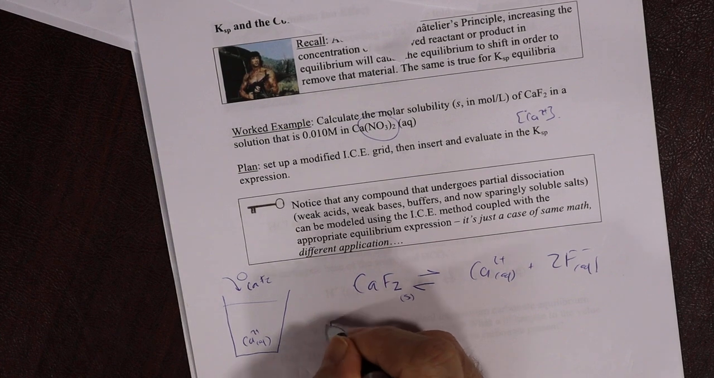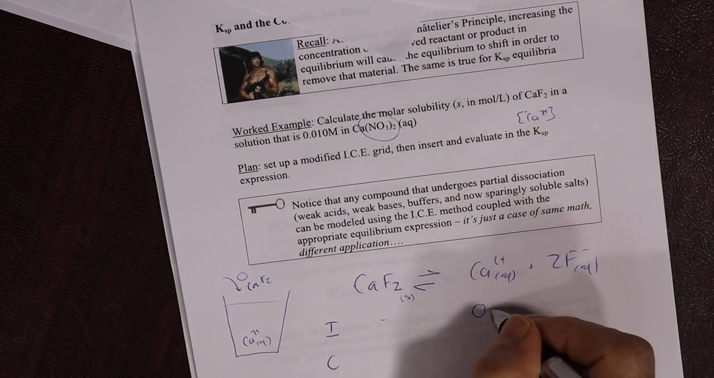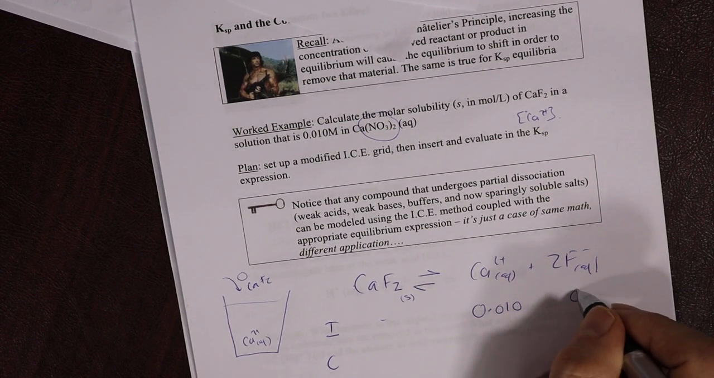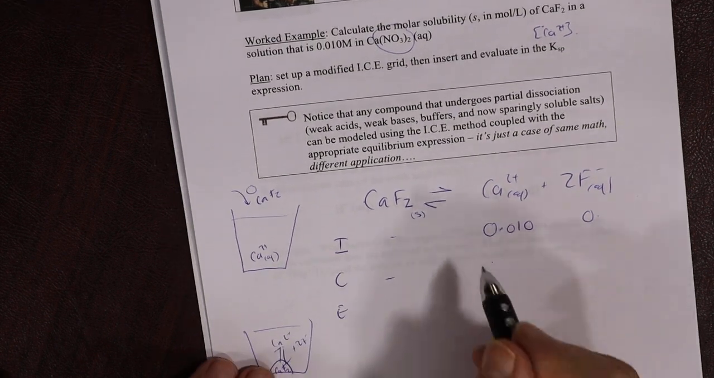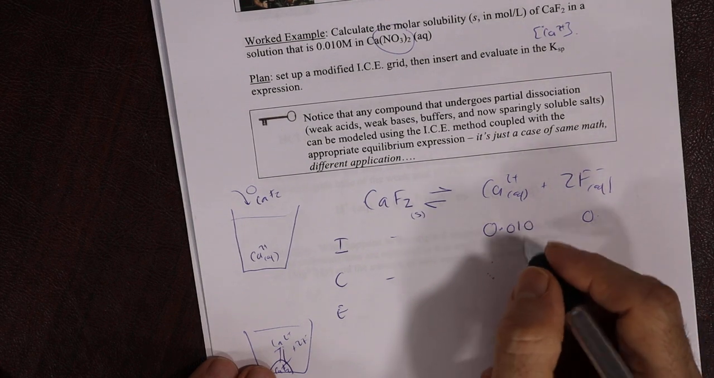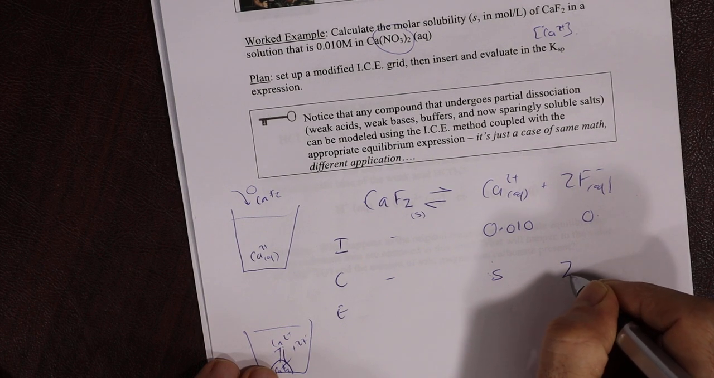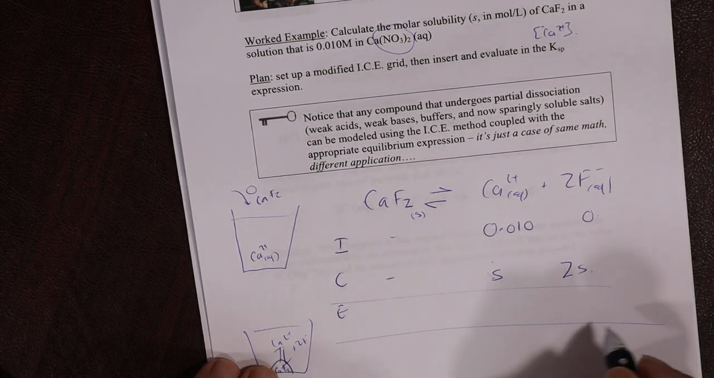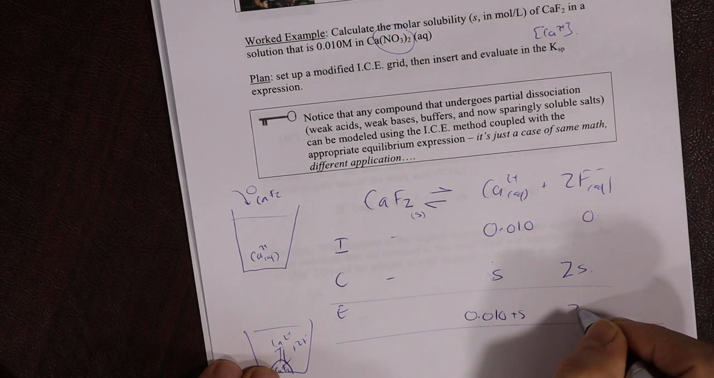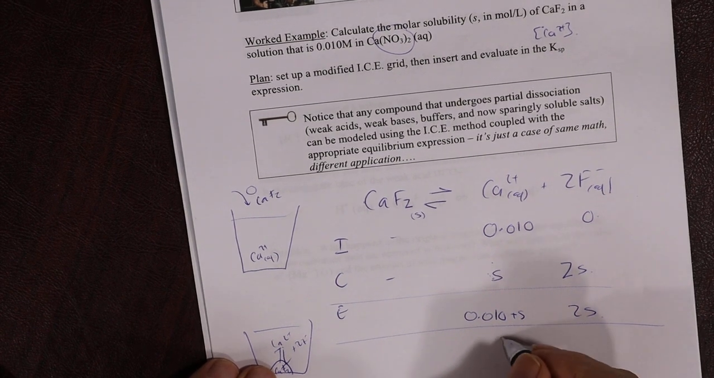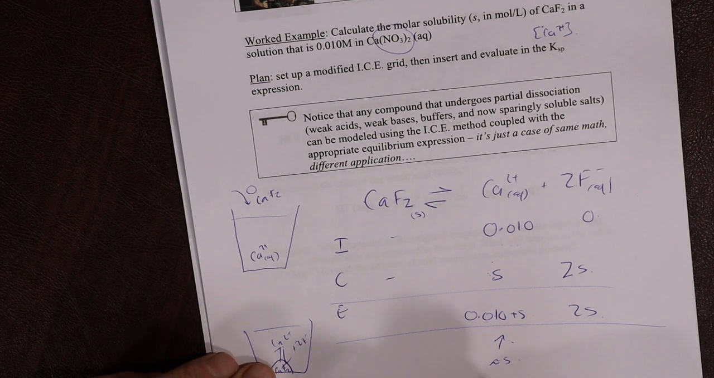I, C, E. Initially, obviously it's a solid, so it doesn't really apply. This is the common ion, and initially there is none of the fluoride. For the change, normally we write an X here, don't we? But in terms of our algebra, it's an S, and that's 2S. At equilibrium, we have 0.010 plus S, and 2S. You can make the weak acid approximation, since S is an even smaller concentration, right?